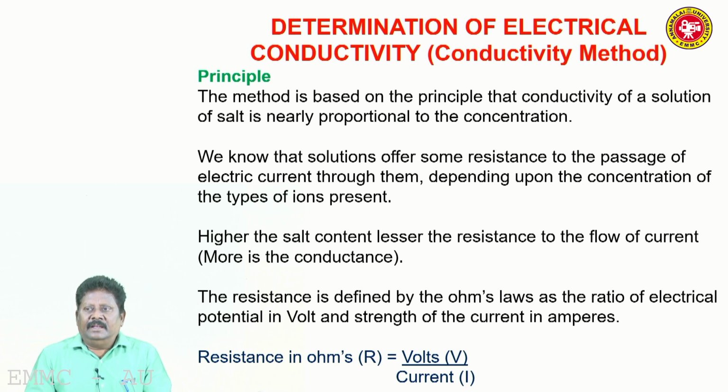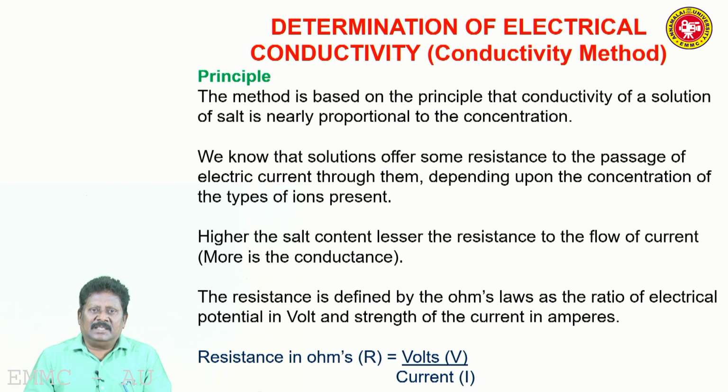Electrical conductivity of the soil is determined using a conductivity meter. The method is the conductivity method. The principle involved in this experiment is that the conductivity of a solution of salt is proportional to the concentration. When the concentration of salt increases in a solution, the conductivity will also be more.